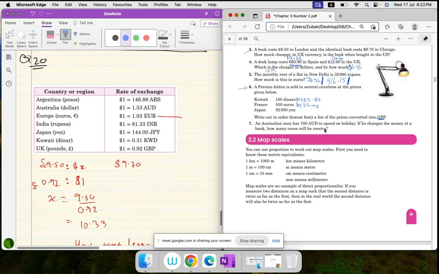$533.98. And then 92,000 Japanese yen is the third last one. So we divide it by 144, and I'm getting 638.88, 638.89 rounded. These are dollars. So clearly they are already in order, lowest first: this is one, this is two, and this is three.